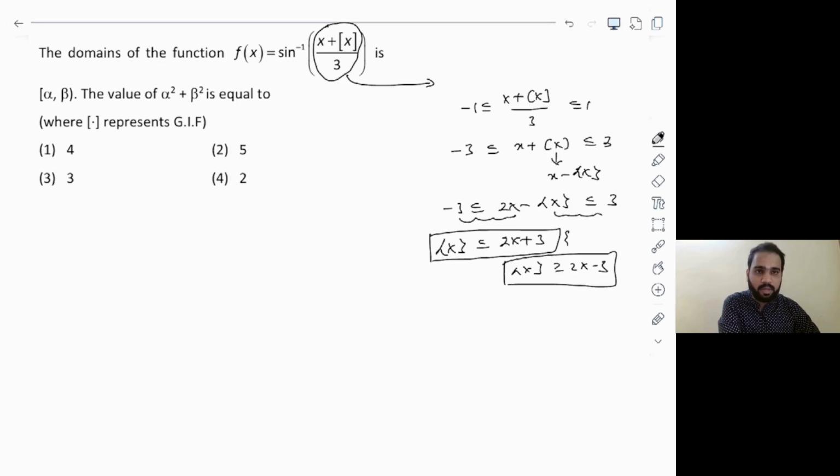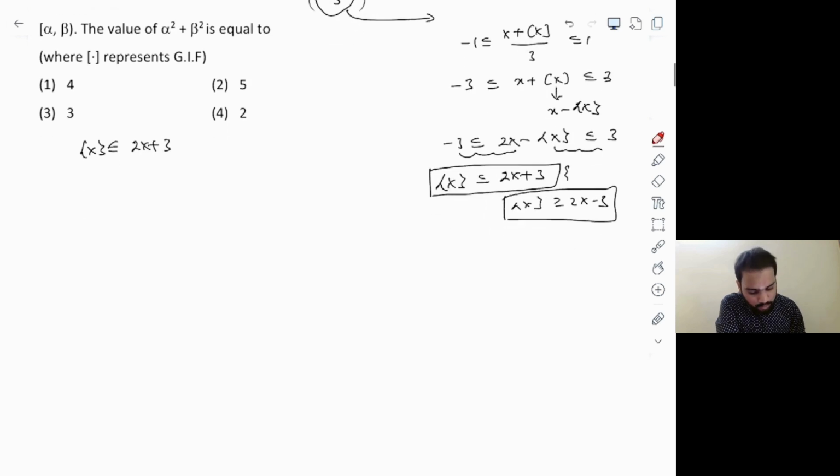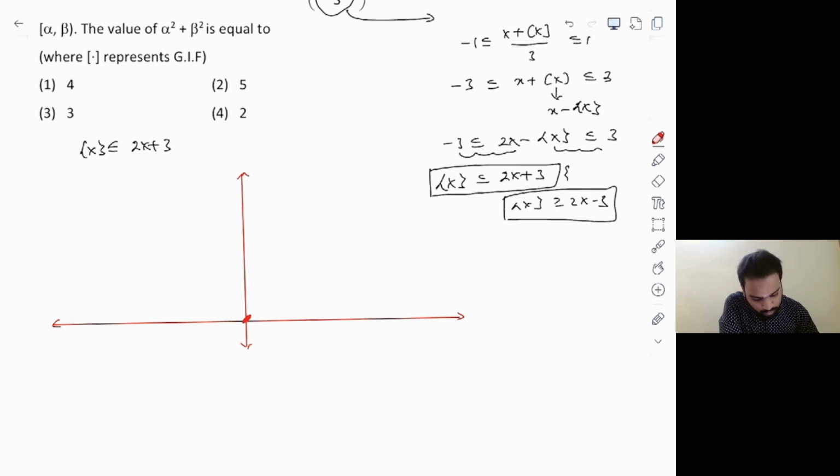Now in the previous video I explained this one by taking some cases, right? Now let us try to see one of the methods which is very useful sometimes, that is using a graph. When you look at the first inequality here, that is {x} ≤ 2x + 3, we just need to draw the graph of the fractional part of x here. So let me draw the fractional part of x graph. We know what the graph of fractional part of x looks like, right? So this is your graph.